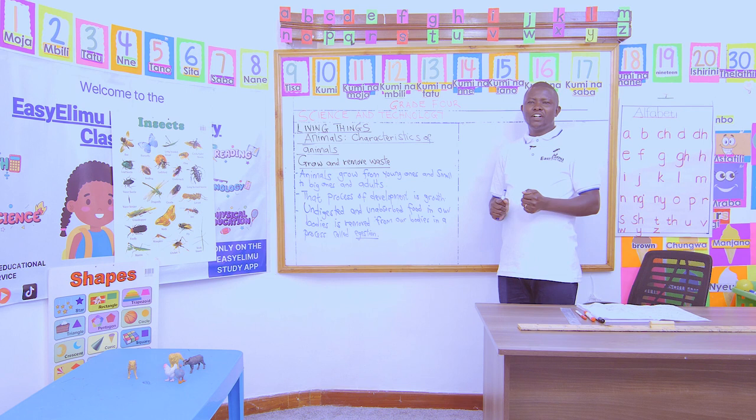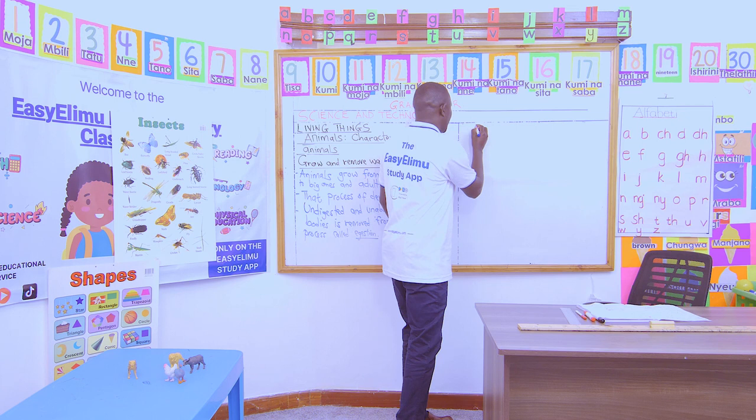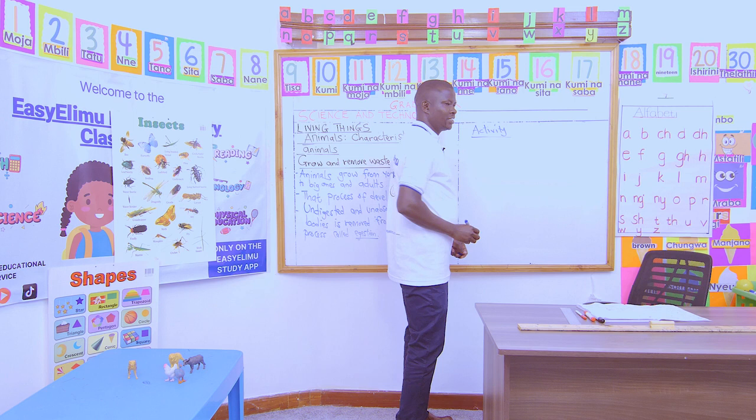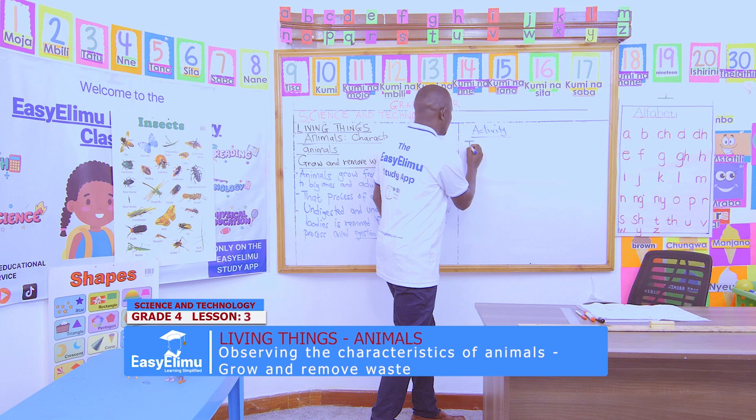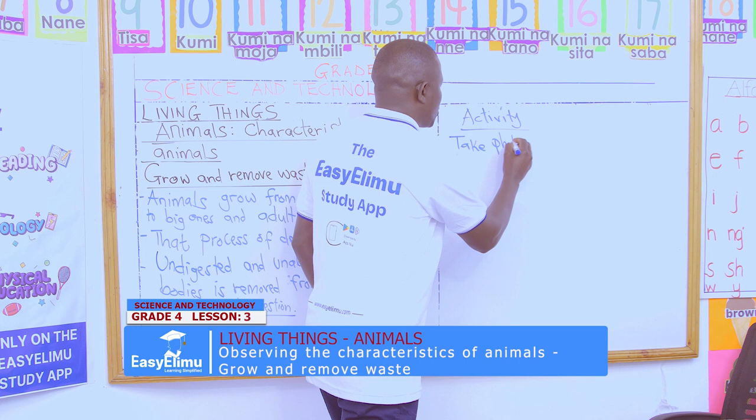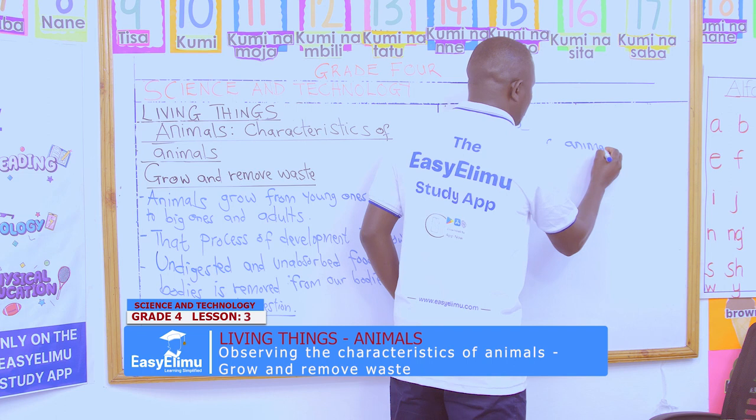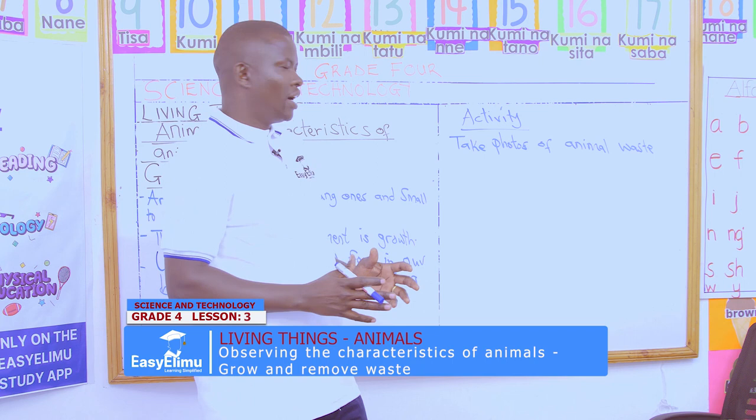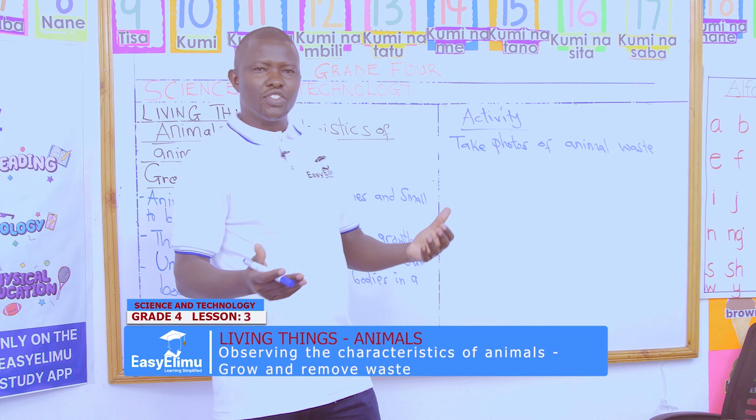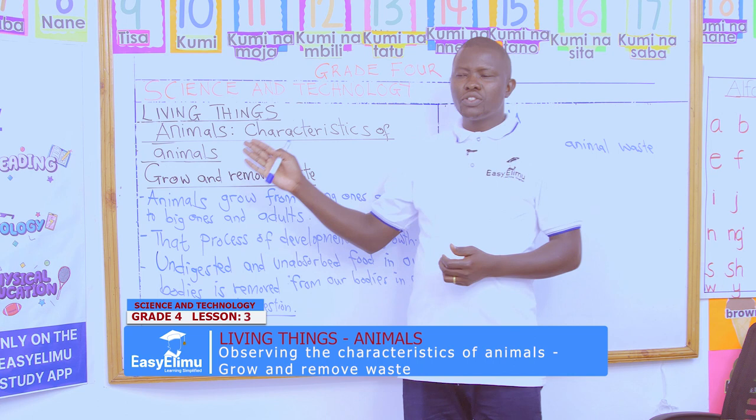Now, I have an activity for us to undertake in groups when you go home, because some of you maybe stay near one another. Visit the nearby farm and take photos of animal waste. It's not one animal, but different animals. Kindly take photos of different animal waste products and print them so that we can have them in our portfolio for our future reference on what we have learned on animals growing and animals removing waste.